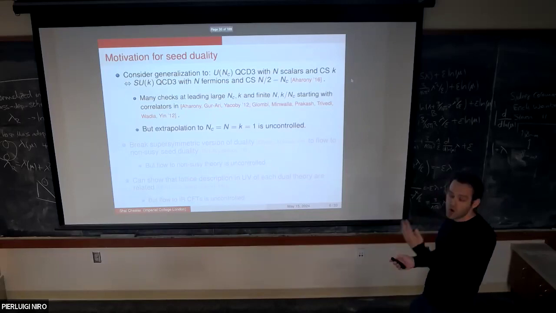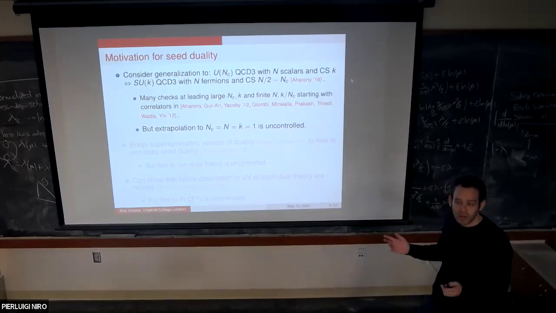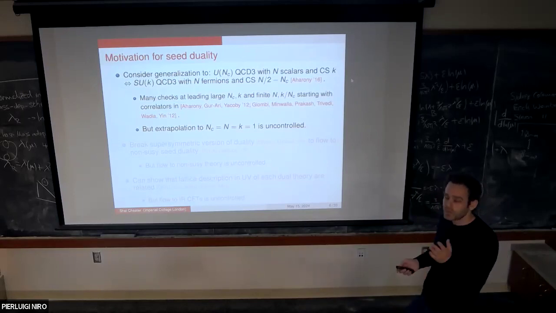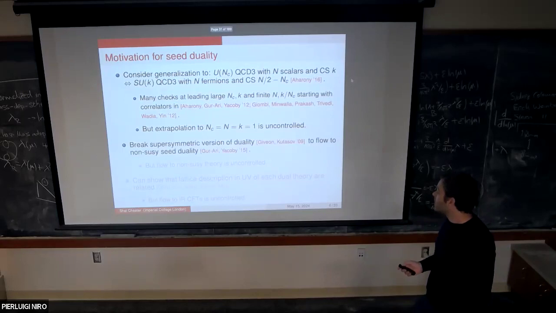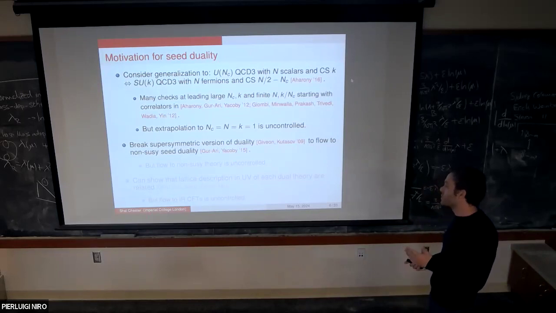But this is very far from the limit we care about. I mean, we care about one color, whereas this is a duality for a huge number of colors. And if you just take the answers in a large color expansion and extrapolate down to one color, you get bad results. So clearly it does not extrapolate. Another way people try to prove these dualities is that you could take the supersymmetric versions of the dualities and try to flow to the non-supersymmetric versions that we see.